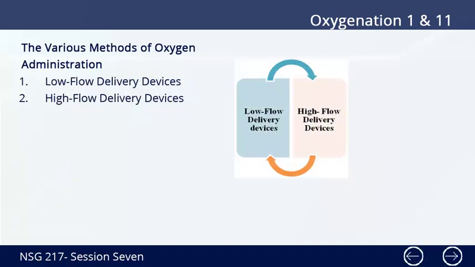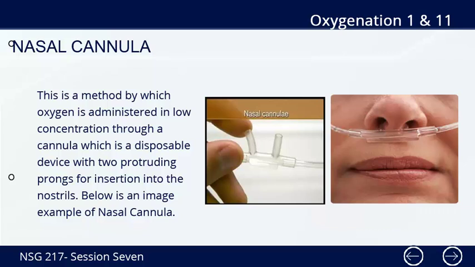The various methods of oxygen therapy can be classified into low-flow delivery devices and high-flow delivery devices, which is shown in the diagram below. Nasal cannula. This is the method by which oxygen is administered in low concentration through a cannula, which is a disposable device with two protruding prongs for insertion into the nostril. Below is an image example of nasal cannula.